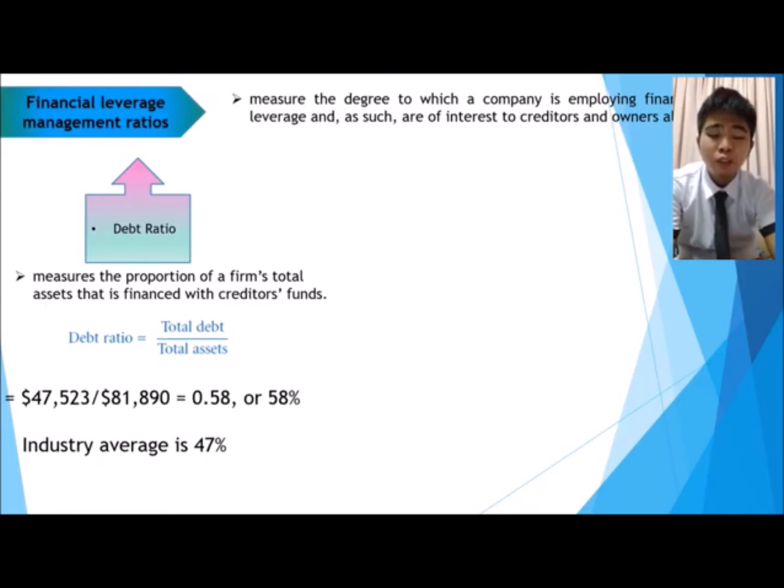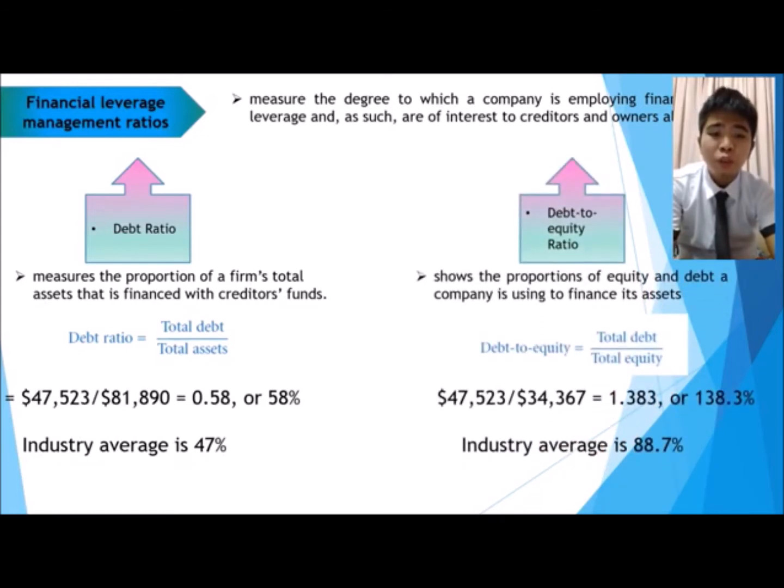Then debt to equity ratio. It shows the proportions of equity and debt a company is using to finance its assets. So this ratio measures how much debt the business is carrying as compared to the amount invested by its owners. It also indicates how much debt and equity a business uses to finance its operations. For example, in Drake Company, its debt to equity ratio is 1.383 or 138.3%, which is higher compared sa industry average na 88.7%. So we can say that there is a risk on the J company in terms of its debt to equity ratio.